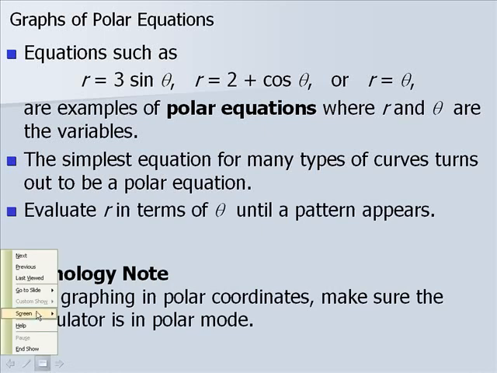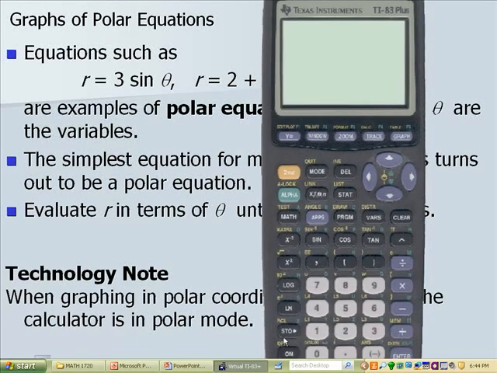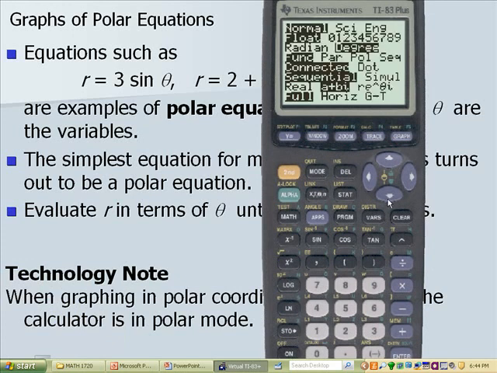So let me show you how we can do that. On our calculator, we press mode and arrow down to where it says function and arrow over to POL and hit enter. And now we've converted to polar mode.